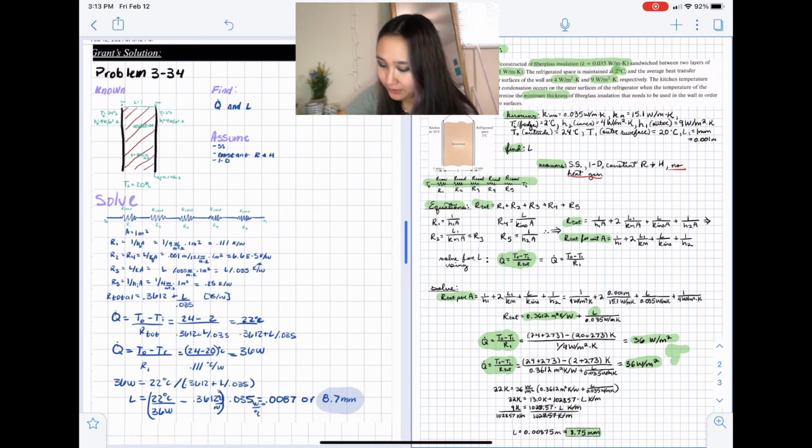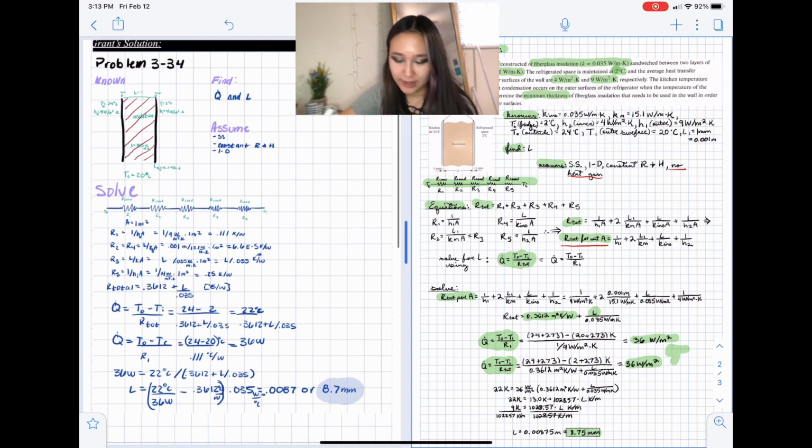So some differences that Grant and I had were our assumptions. I added no heat generation. But everything else, the way we solved the problem, was pretty much the same. However, I did do resistance per unit area, whereas he did not do that. But seeing as we get the same answer, we know that the answer is correct and that both ways work. So we decided to just keep our answers the same.